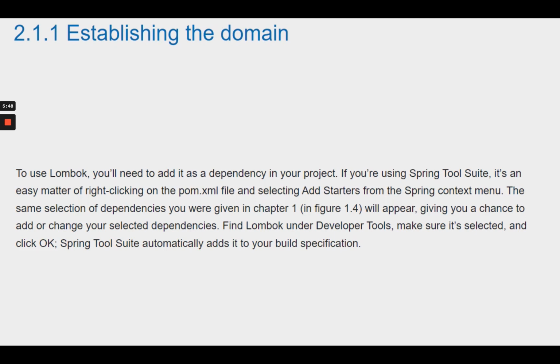If you're using Spring Tool Suite, it's an easy matter of right-clicking on the pom.xml file and selecting Add Starters from the Spring context menu. The same selection of dependencies you were given in Chapter 1, in Figure 1.4, will appear, giving you a chance to add or change your selected dependencies. Find Lombok under Developer Tools. Make sure it's selected and click OK. Spring Tool Suite automatically adds it to your build specification.